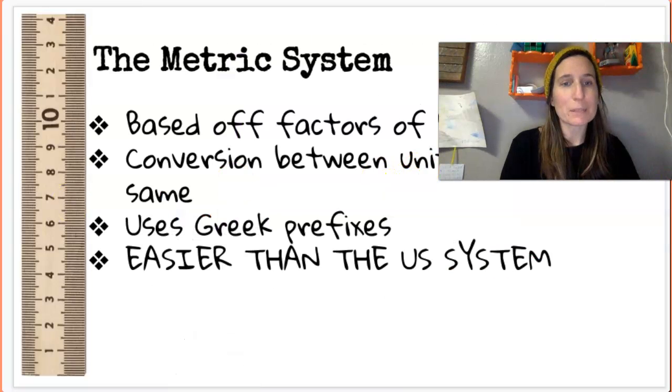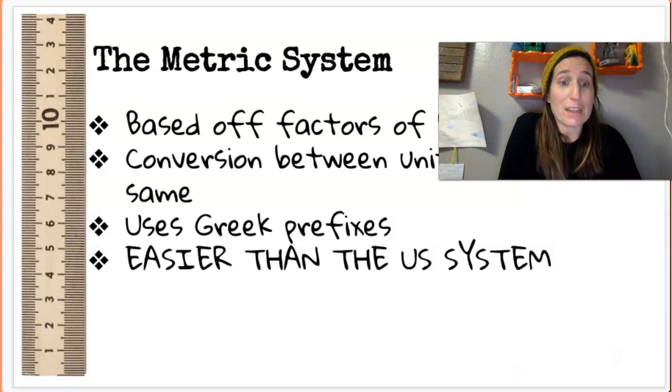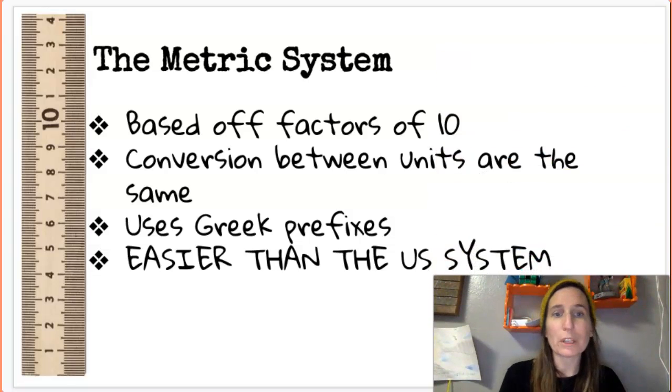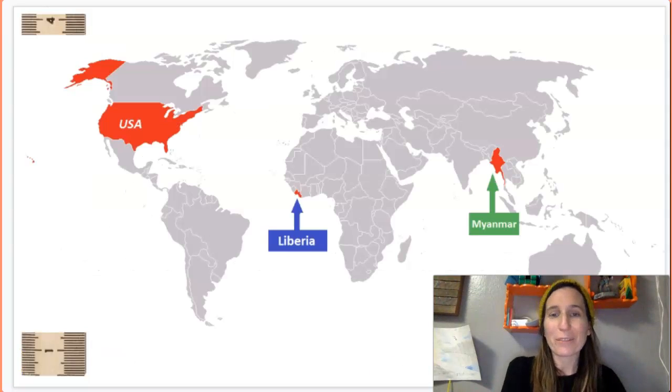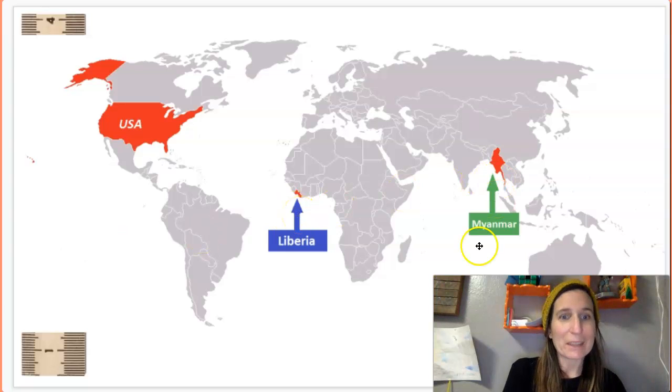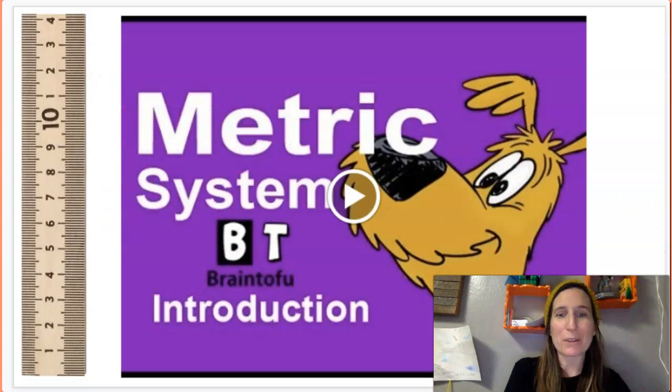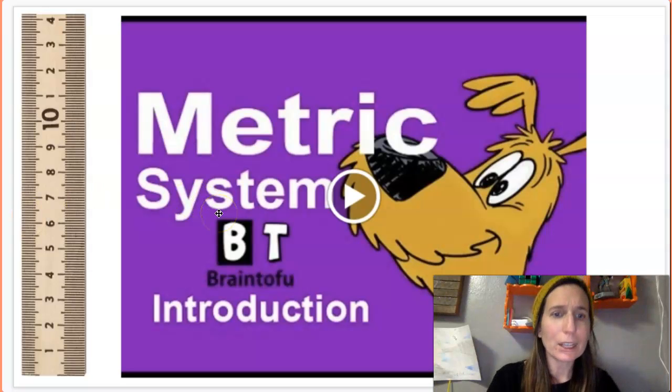The metric system is based off factors of 10, which makes it so fun to do with math. Its conversions between units are the same. They use Greek prefixes, and it's a lot simpler than the US system. In fact, only the United States, Liberia, and Myanmar use the system that we use. But today, let's look at the metric system. Let's take a look at a quick video to show you a little bit about what the metric system is.